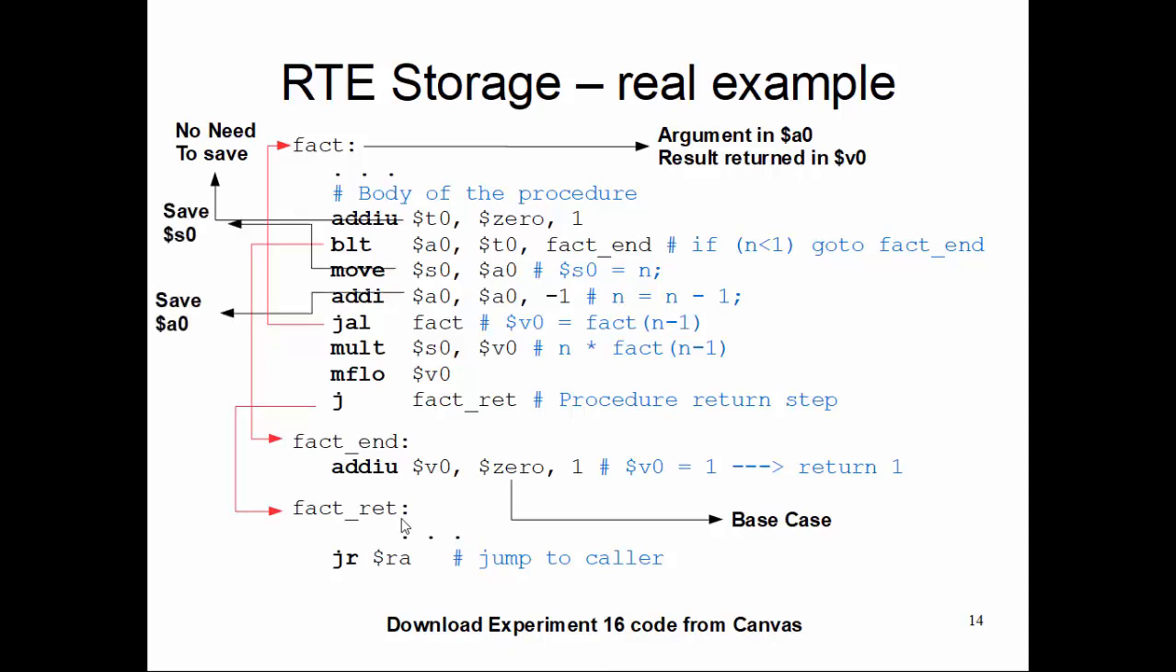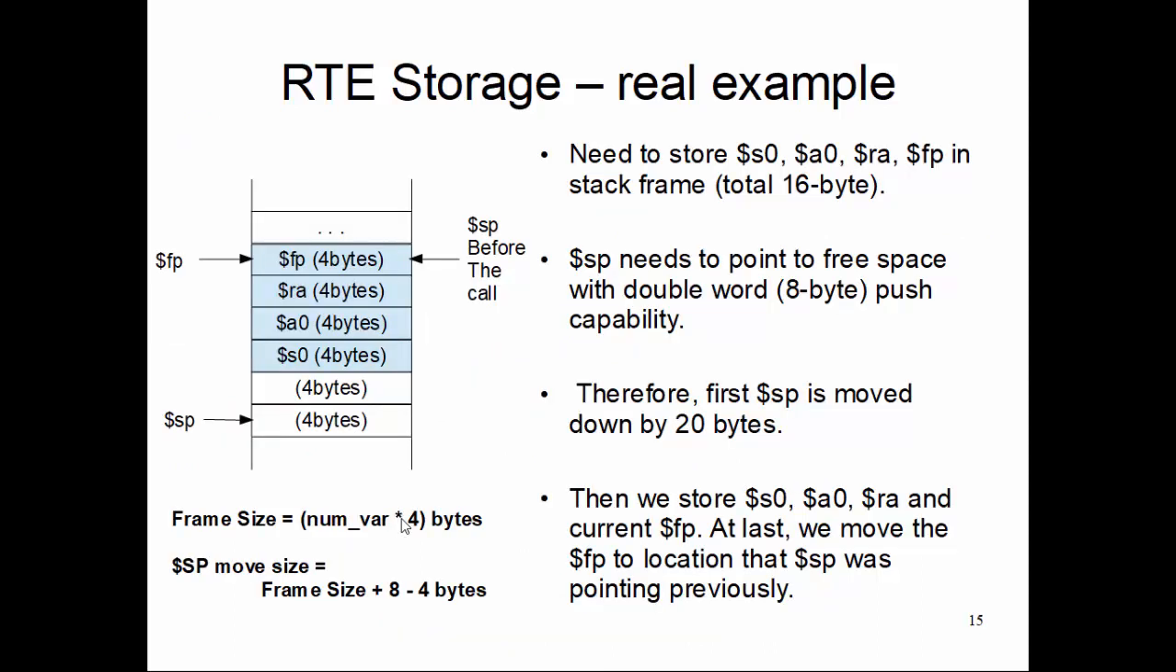But again, as I said, as a convention, even if we are not calling another function or itself, it's good practice to always save RA. Now let's see a real-time example. For this call, what we determined is that we need to save S0, A0, RA, and the frame pointer.